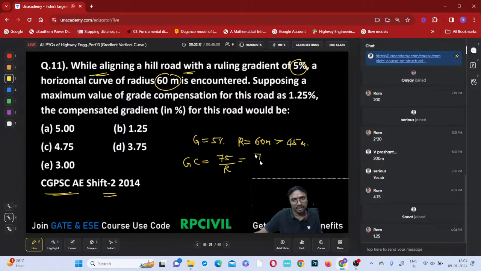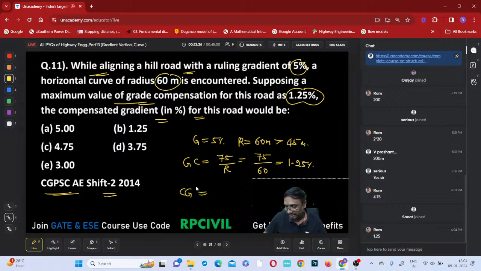75 by R we have to use. 75 divided by R, which is 60, gives 1.25% grade compensation. Here it is also given that the maximum grade compensation of the road is 1.25. The compensated gradient is original gradient minus grade compensation, that is 5 minus 1.25, which means 3.75.